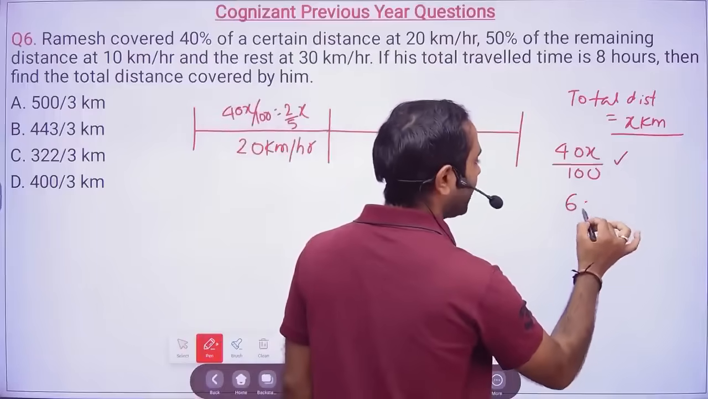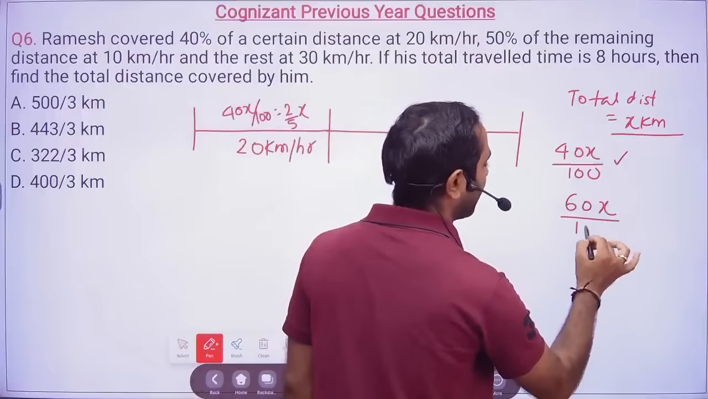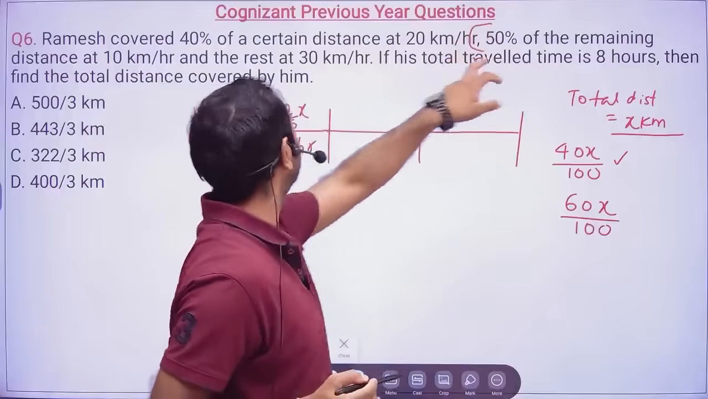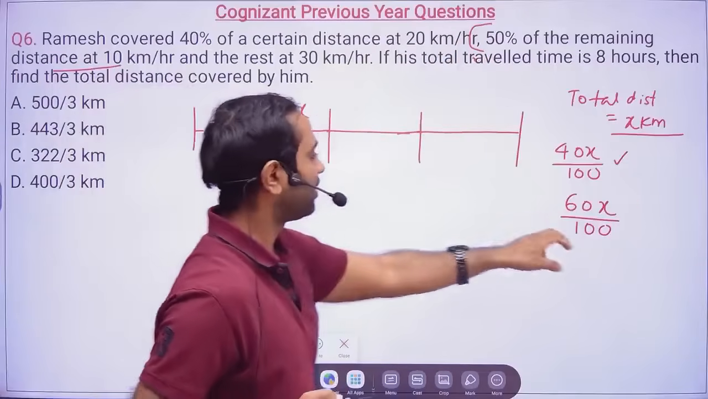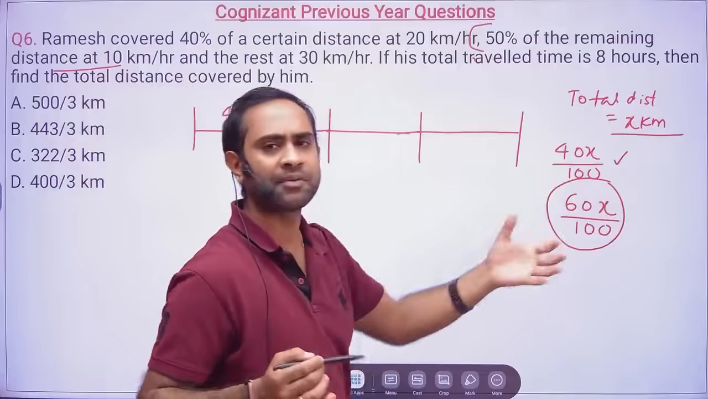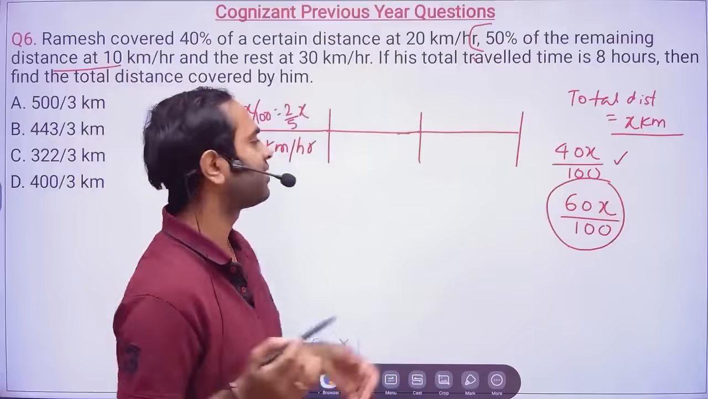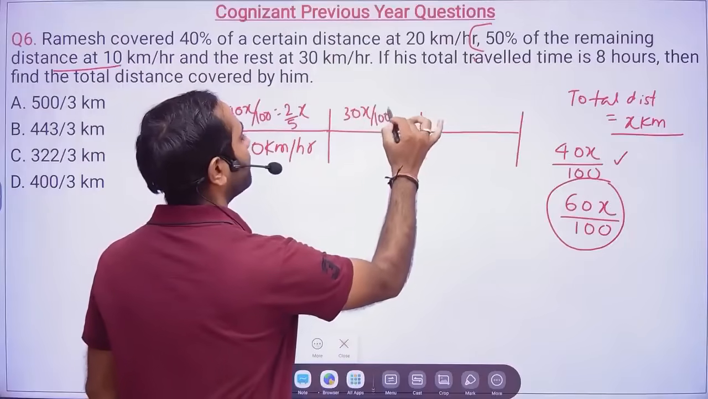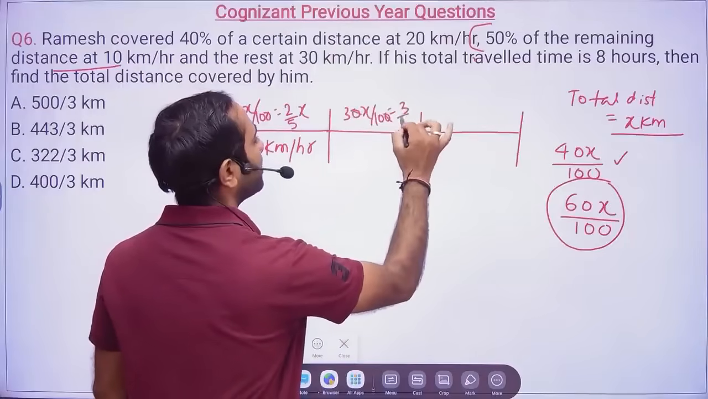Now what will be remaining? Sir, remaining will be 60x by 100. So what they are telling, 50% of the remaining distance. So this is the remaining distance. 50% will be what? If we divide in two parts, sir, 30x by 100, which is nothing but 3 by 10x.